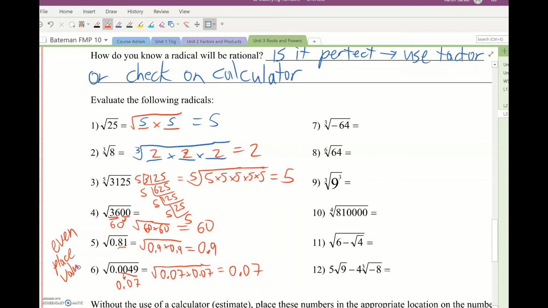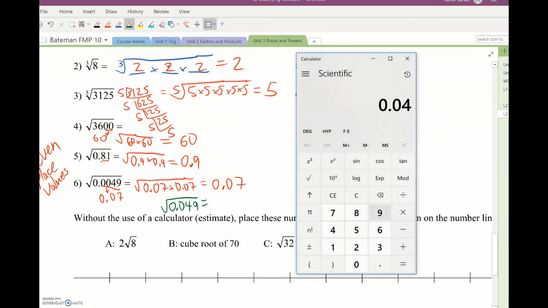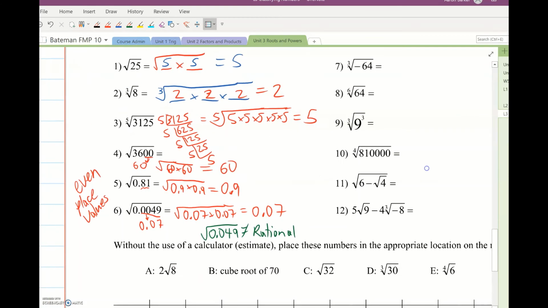Now those were even place values, in the sense that here we had 4 place values, 2 place values, 4 place values. But it doesn't go the same if you have an odd number of place values. So the square root of 0.049, go to your calculator. Guess what? It isn't the same. So this does not equal 0.7 or anything like that. This does not equal a rational number. It's not perfect. So your place value is important. We're looking for even place values.